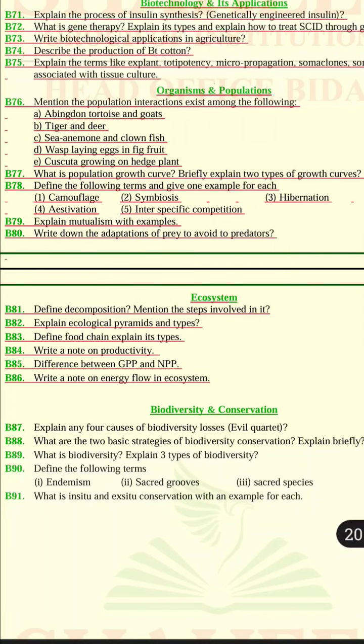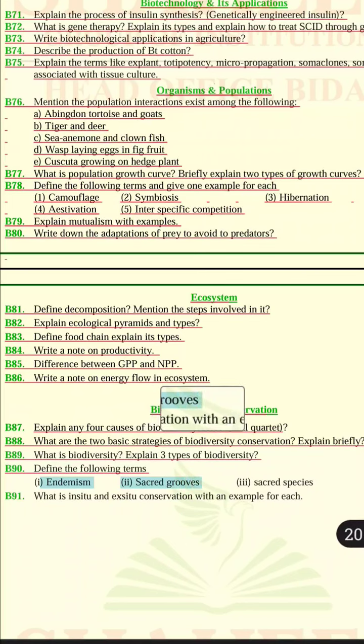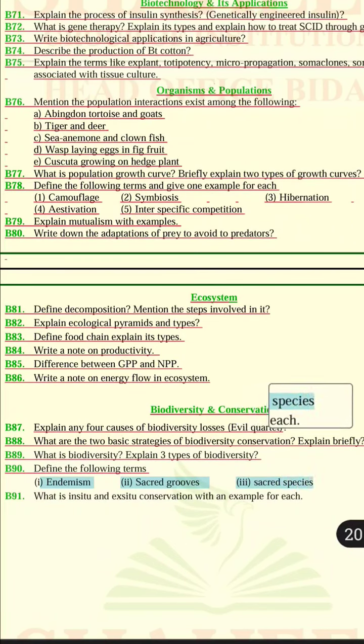And let us move to the next chapter, that is biodiversity and conservation. Okay. Question number 87, explain any four causes of biodiversity loss you have quoted. Question number 88, what are the two basic strategies of biodiversity conservation? Explain briefly. Question number 89, what is biodiversity? Explain three types of biodiversity. Question number 90, define the following terms: first one is endemism, second one is sacred grove, third one is sacred species.